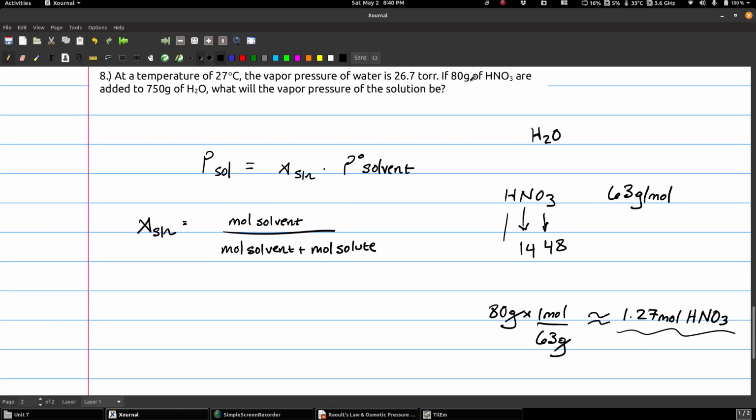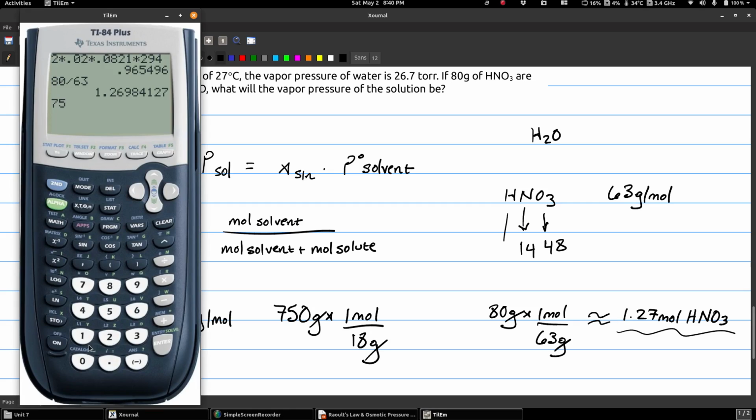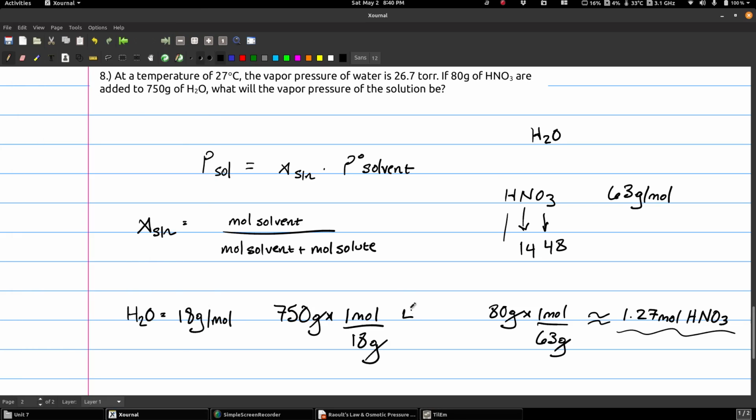Now, we have to figure out how many moles of water we have. H2O is 18 grams a mole. You have 750 grams of it, so you multiply it by the molar mass. So your grams cancels, and we're going to figure this out. 750 divided by 18, and that should be 41.67 moles. So this is for H2O, and then this is for HNO3. So we have everything that we need because this goes right there.